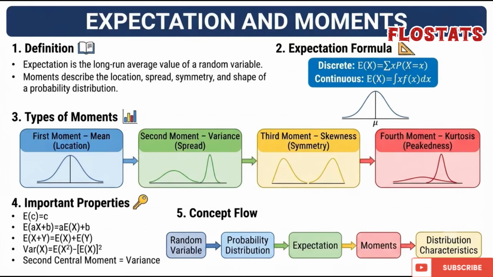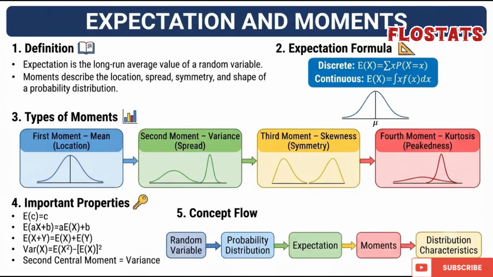Expectation and moments. The expectation of a random variable represents its long-run average value. For a discrete random variable, the expectation is calculated by taking the summation of x multiplied by its probability. For a continuous random variable, the expectation is calculated by taking the integral of x multiplied by the probability density function. Moments describe the important characteristics of a probability distribution.